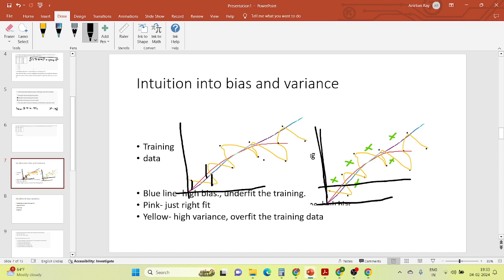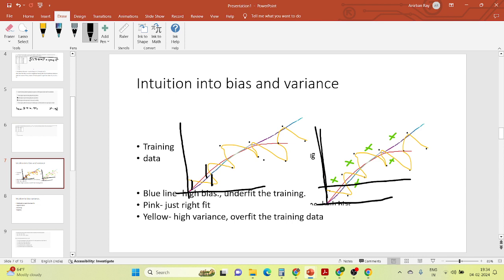So what happens is that variance is the difference in how the curve is able to fit the training data compared to the test data. You can see the yellow line is very much perfectly able to fit the training data, but it is not at all able to fit the test data and make good predictions over it. So the yellow line has high variance.